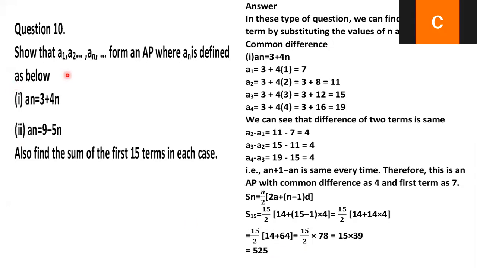So here show that A1, A2, AN form an AP. So form an AP in the sense, take n value 1, 2, 3, 4. So we are getting first, second, third, and fourth term. So just check common difference. If we are getting common difference same, then we can say it is an AP.